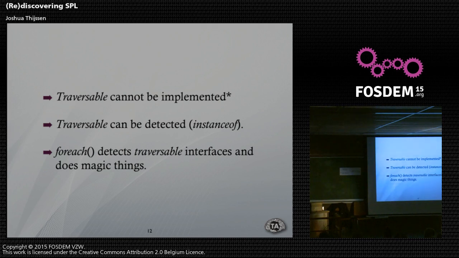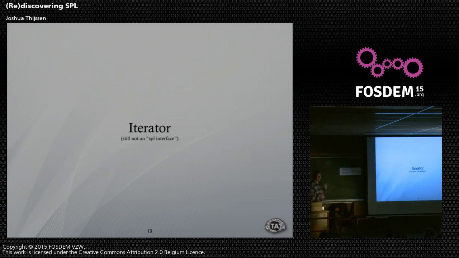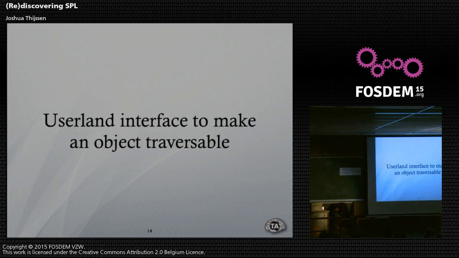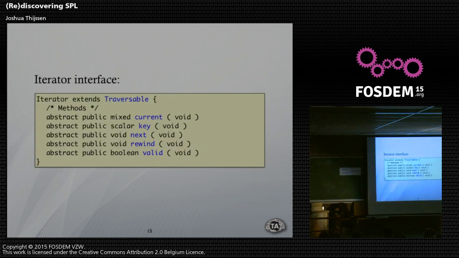However, there's something else we can do. We can use Iterator. Iterator is an interface. This is basically our userland interface to make an object Traversable. So if you want to make a Traversable object, we use the Iterator interface for that. And the Iterator interface has five different methods: current, key, next, rewind, valid. They make pretty much sense if you know how foreach works. This pretty much makes sense.